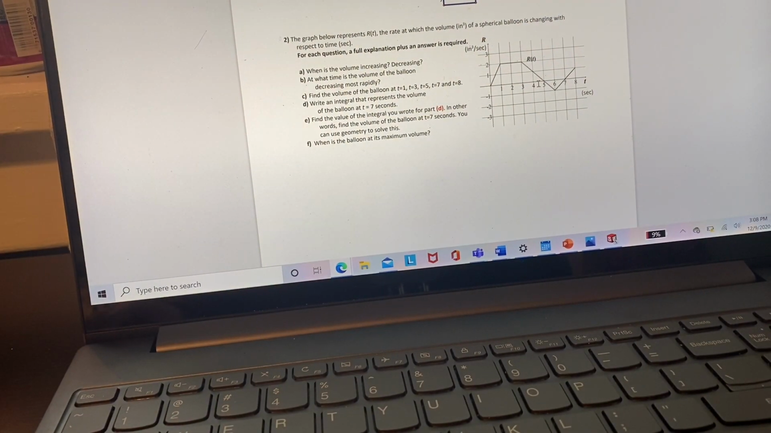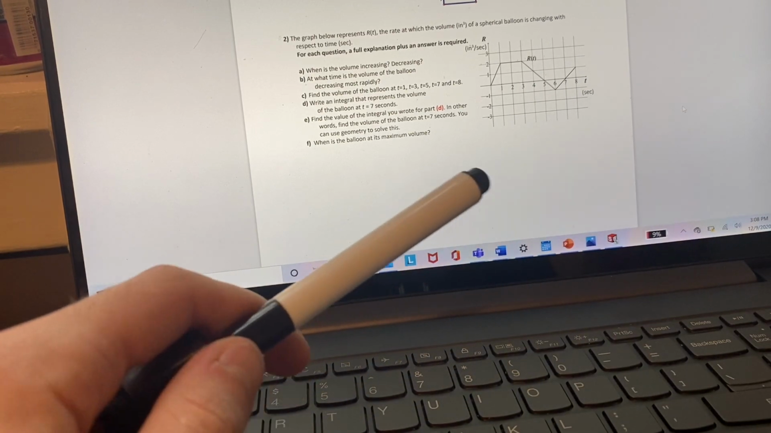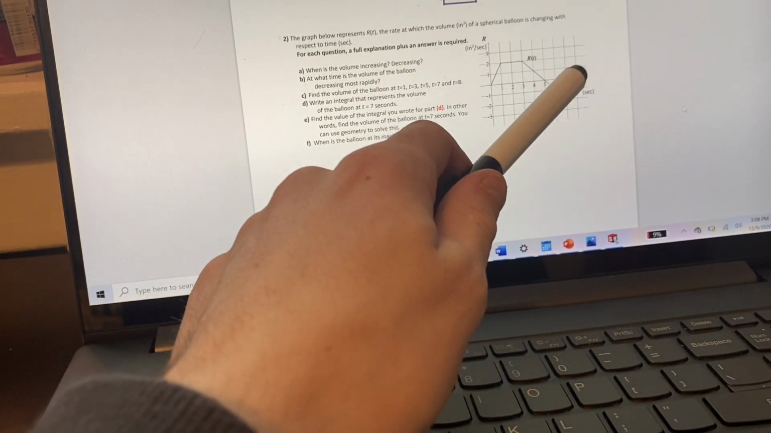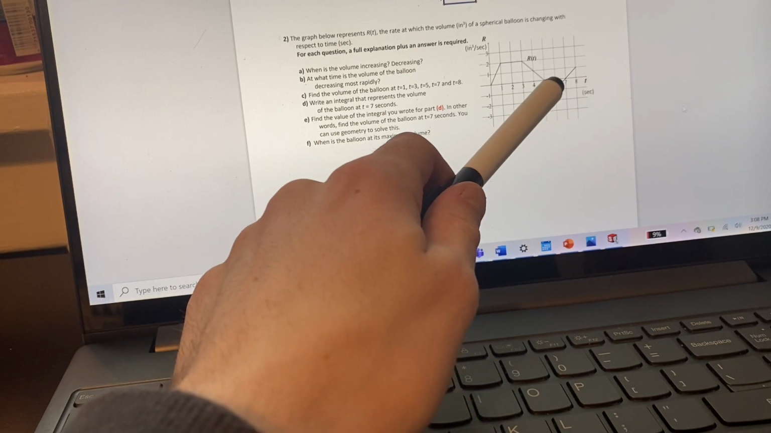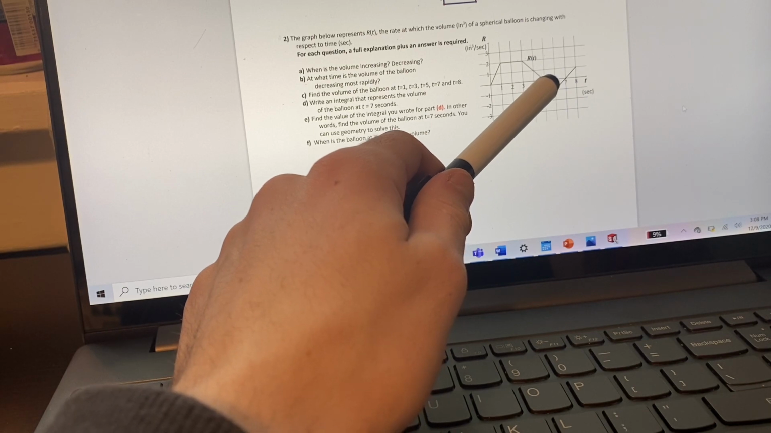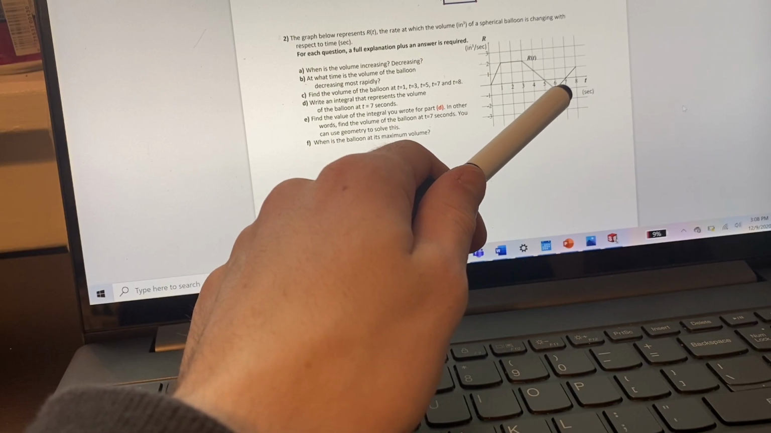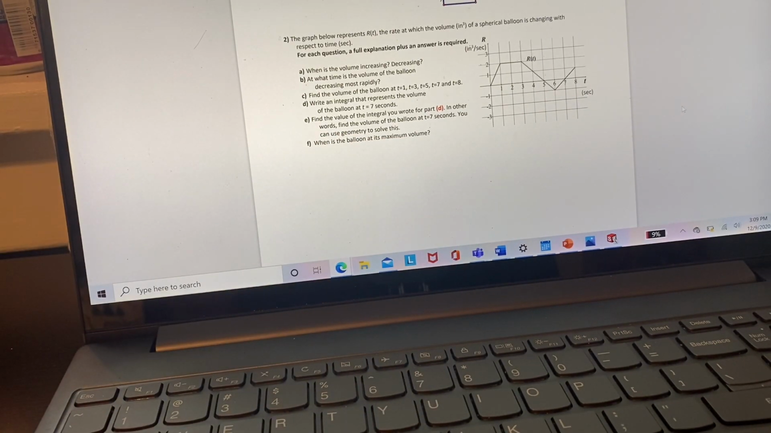Part F asks when is the balloon at its maximum volume, and this can be found by looking at the graph. We know that at t equals 8 it was only at 6.5, and we know that at 5 seconds is when it switched from increasing to decreasing. So therefore, we know that at time t equals 5, the balloon was at its maximum volume.